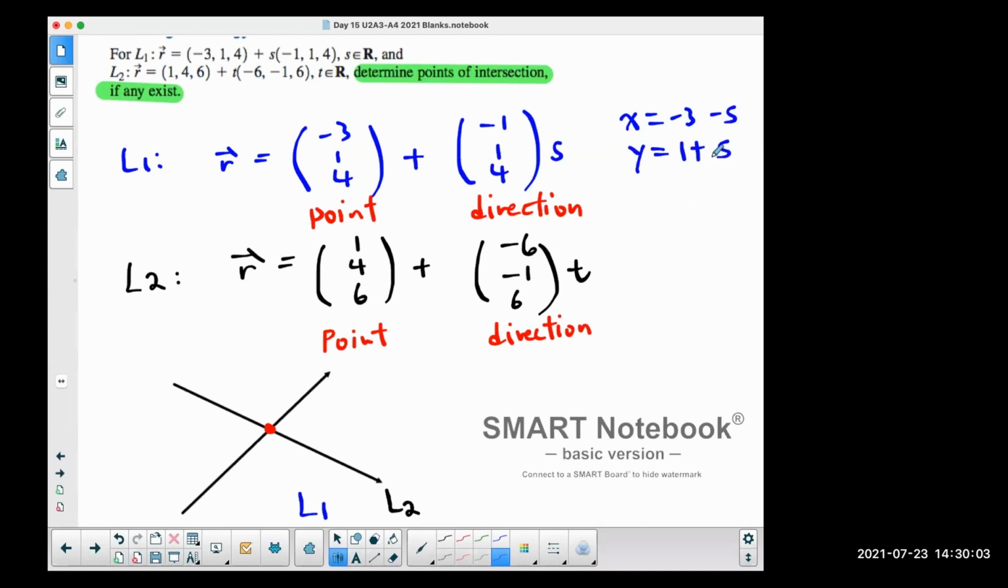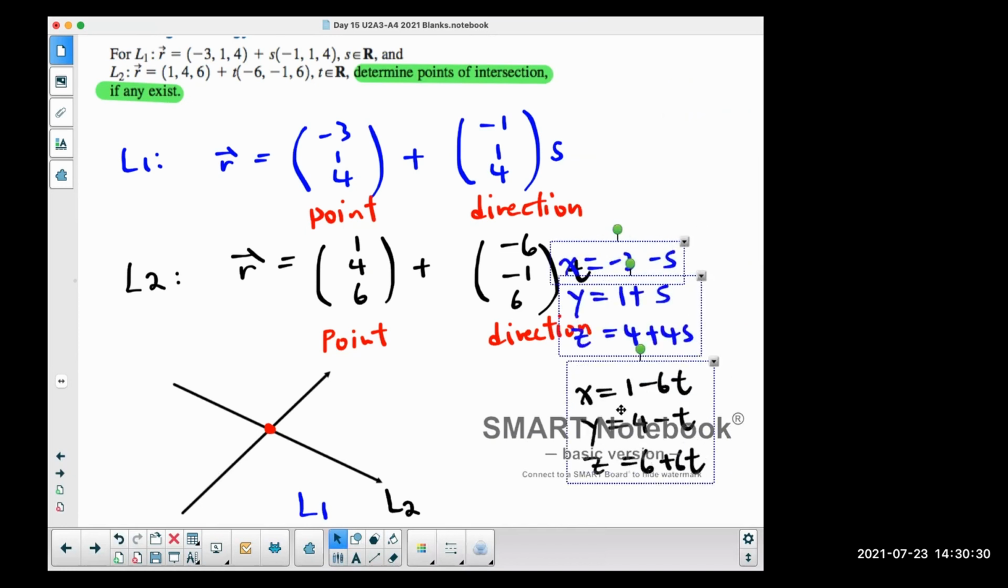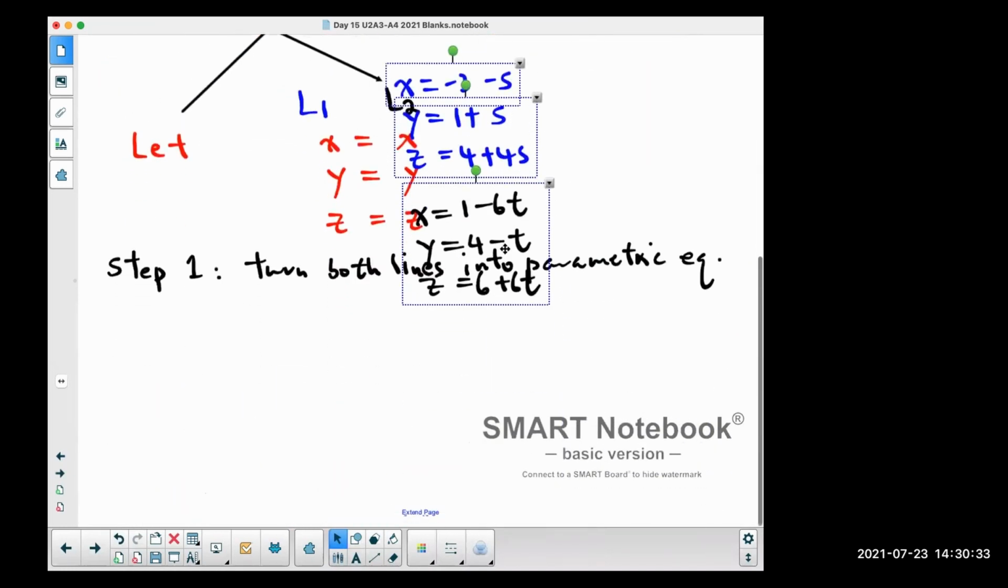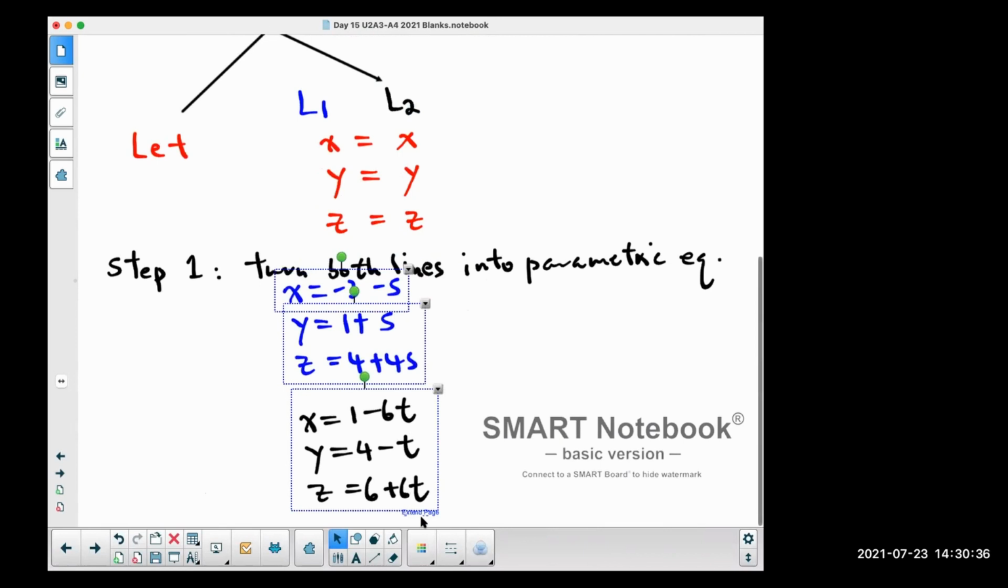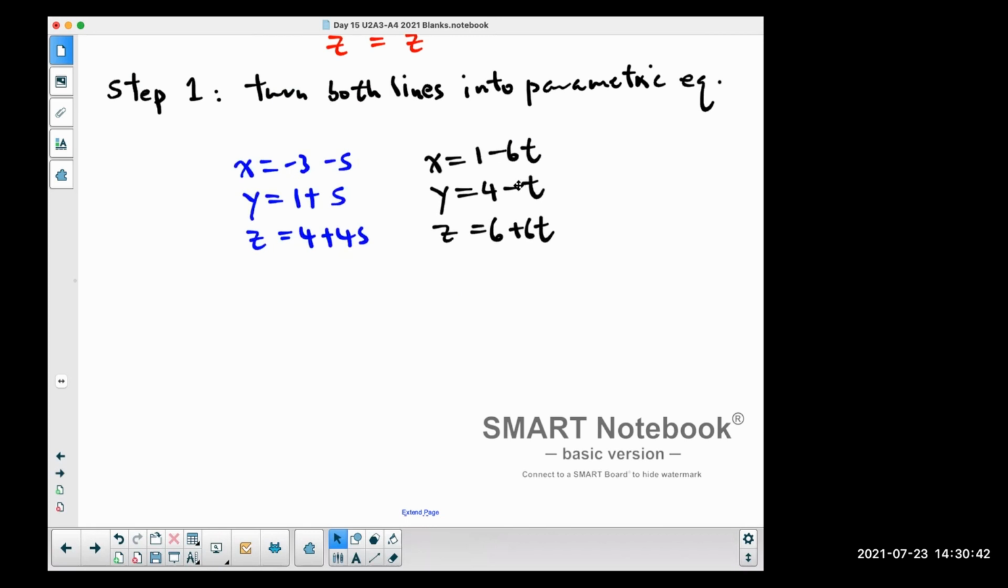So for the first line, the one in blue, x is -3 minus s, y is 1 plus s, and z is 4 plus 4s. For the second line, x is equal to 1 minus 6t, y is equal to 4 minus t, and z is equal to 6 plus 6t. You see, I turned both equations into the component form, or parametric equations. So I'm going to drag it down and put it here, making them side by side. This is line 1. This is line 2.